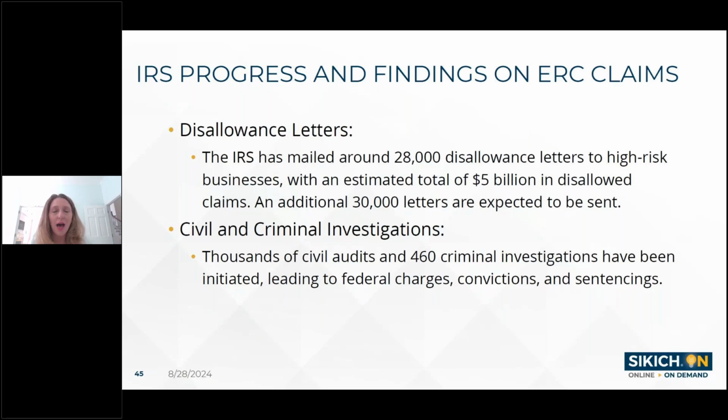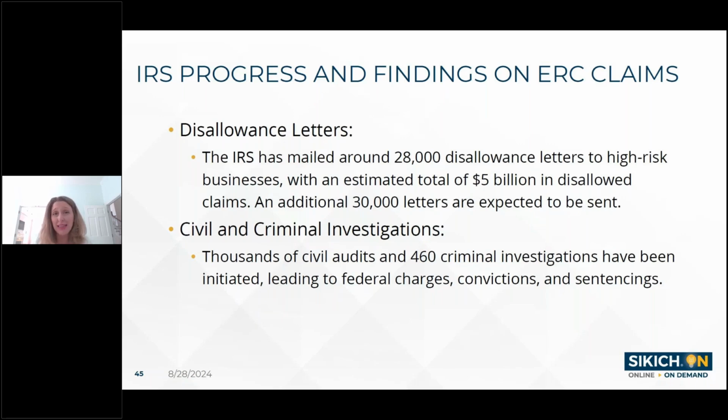Okay, so in the news, we have been learning that the IRS, while they had been quiet for a bit with releasing and paying out ERC credits, they are now starting to pay those out. But as part of that, they are disallowing ERC applications. So recently, there was an article, lots of news about the IRS having disallowance letters sent out to high risk entities that had applied for the ERC credit.